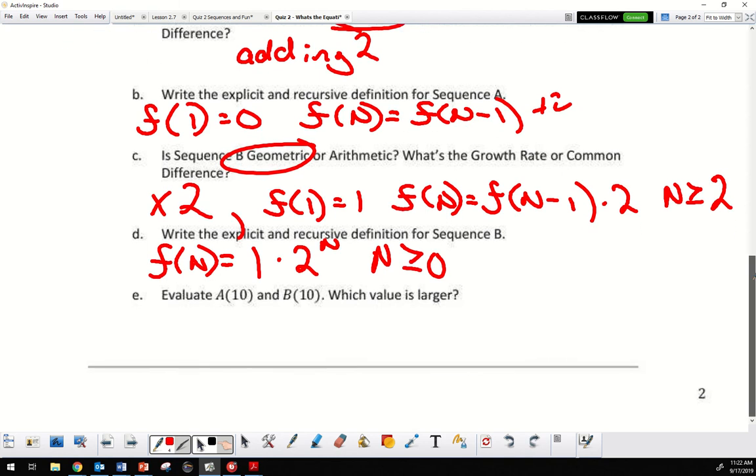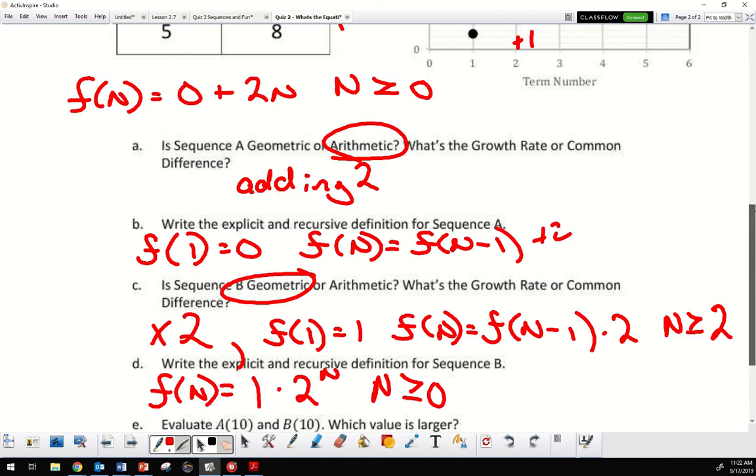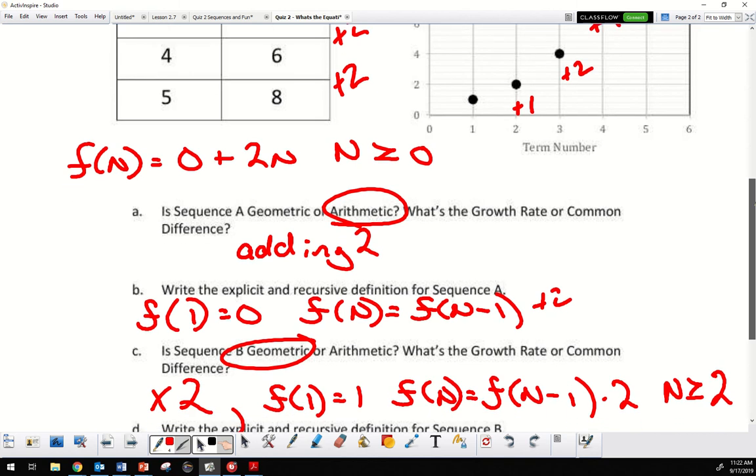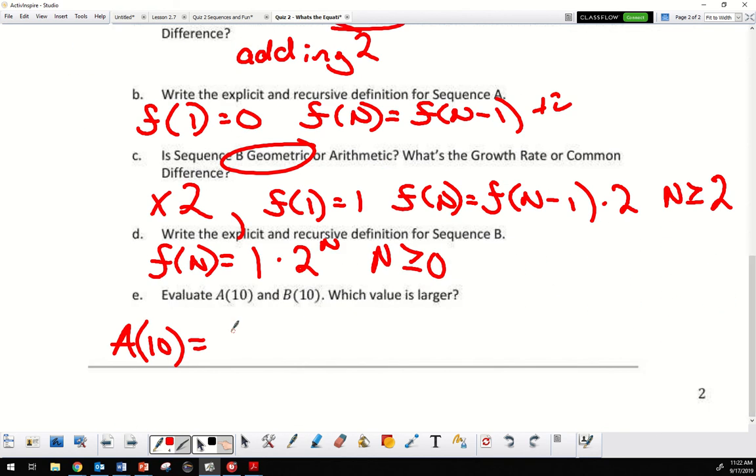Now, you could do this last one as recursive or explicit. I highly recommend the explicit because the explicit jumps straight to it. So let's do the explicit of A. So that's going to be A of 10 is equal to, what did I start off with on that one? 0 plus 2n, right? And what's my n? 10. There we go.